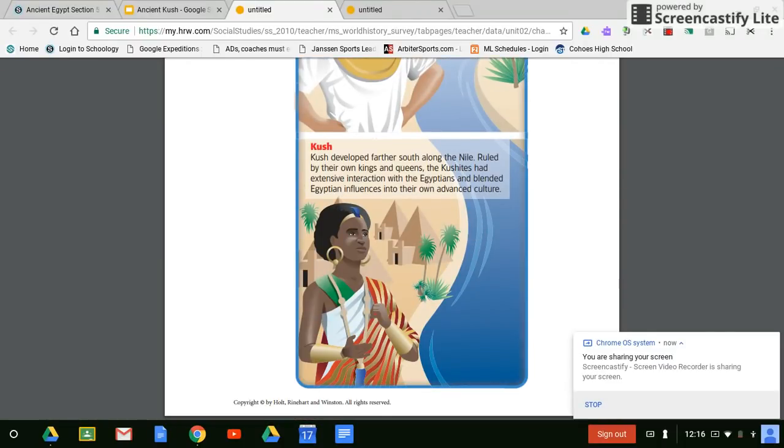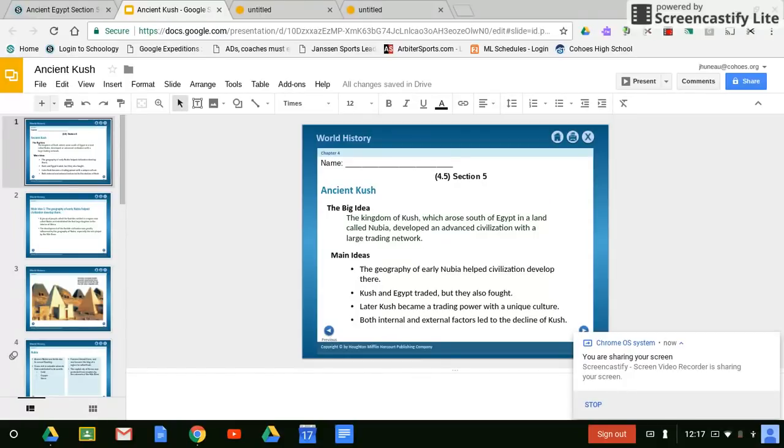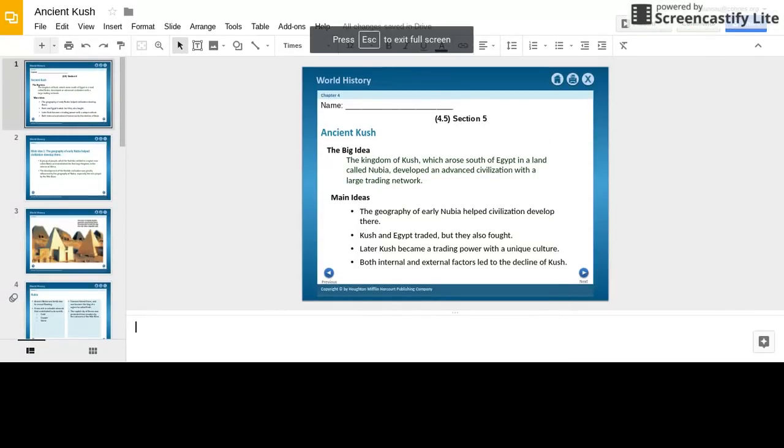Kush develops farther south along the Nile, which I just showed you on the map, and they ruled by their own kings and queens. The Kushites had extensive interaction with the Egyptians and blended Egyptian influences into their own advanced culture. So they used some of the Egyptian culture in their own. They kind of blended it in, mixed it in with some of their own ideas. Let's take a look at the notes now.